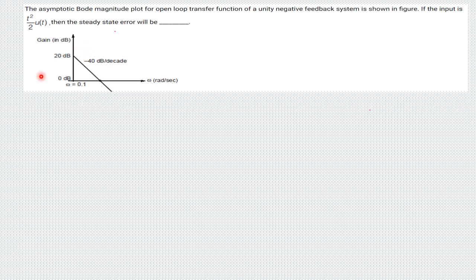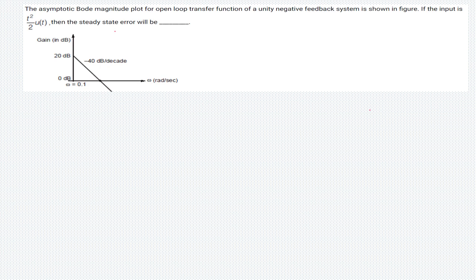So here we have been given the Bode plot of a unity feedback system, the open loop transfer function, and we have to find the steady state error when this input is applied, which is t square by 2. So how to proceed with this problem? This is an easy problem. You can try it on your own before seeing the solution. So the solution is as follows.